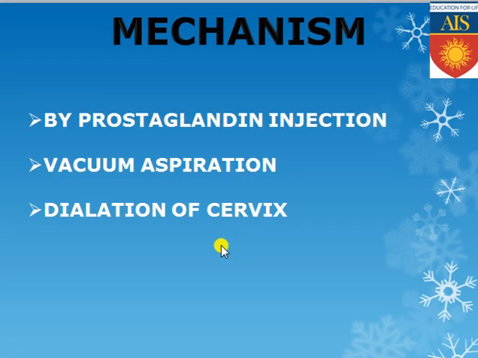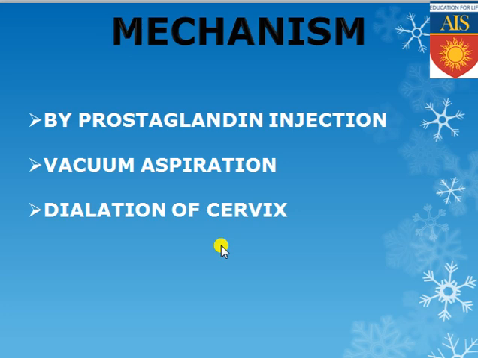Now we come to the next point, the mechanism. Mechanism is how we perform the MTP. There are actually three mechanisms. First one, by prostaglandin injection. Prostaglandin injection is very important for MTP, because when we inject prostaglandin, the contraction and relaxation of the uterine muscle gets started, and then it is easier during MTP or induced abortion to withdraw the growing embryo from the mother's womb.